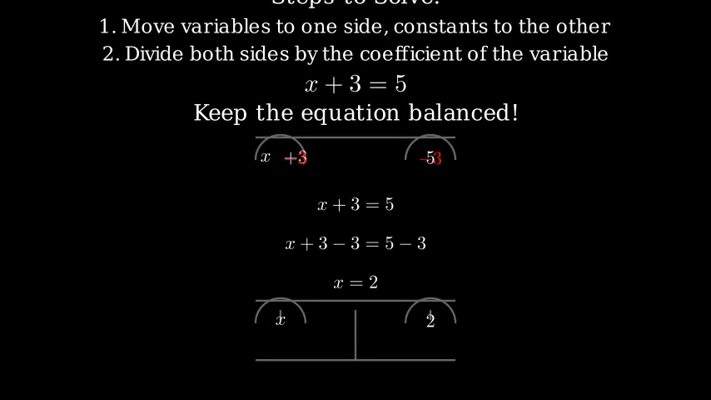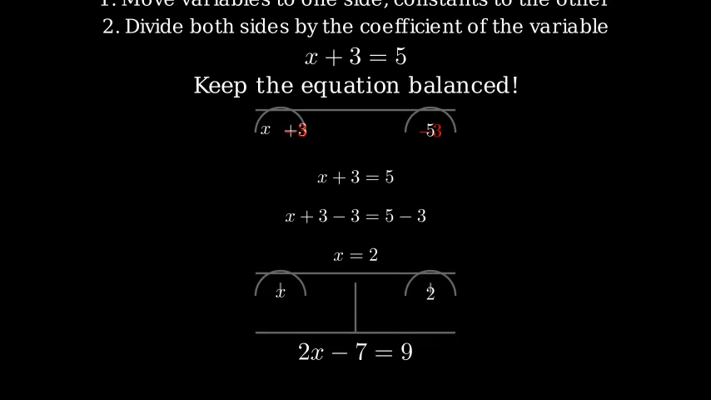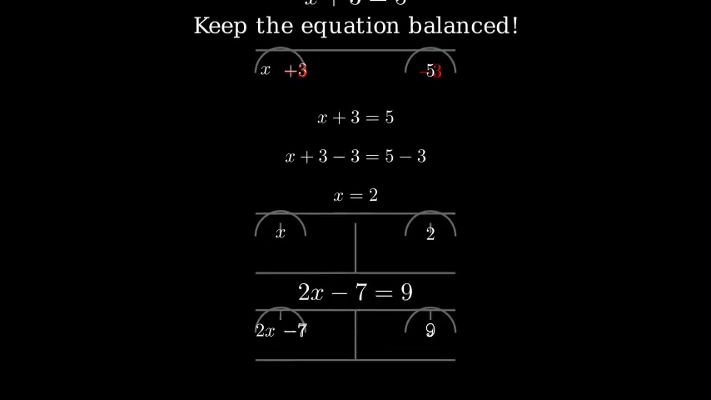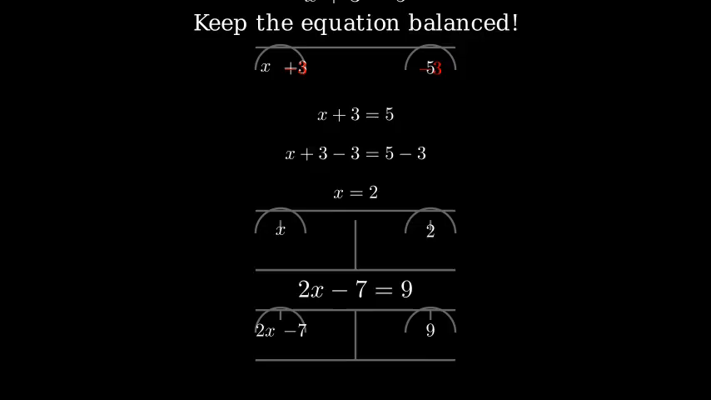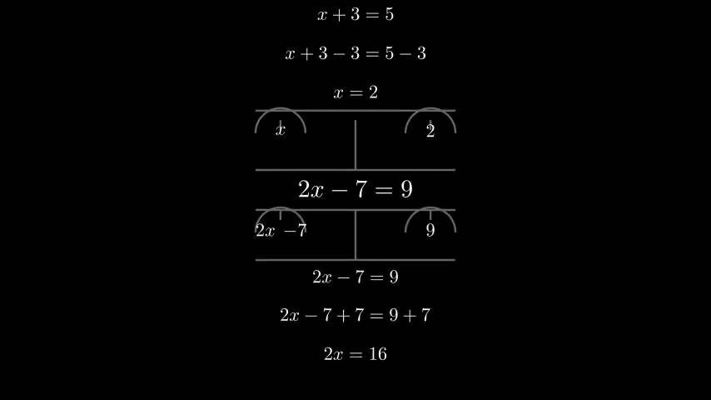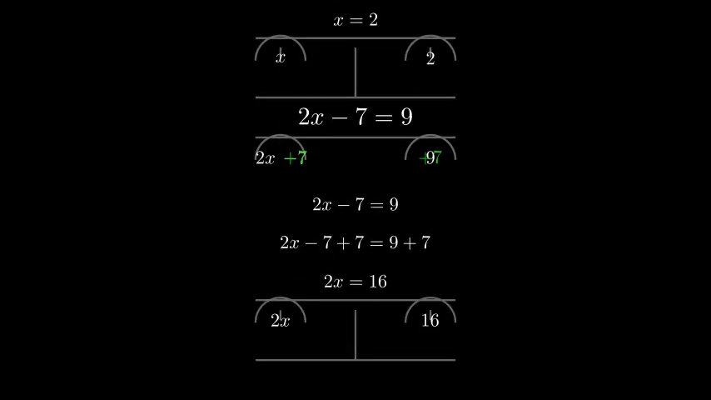Let's try another example. 2x minus 7 equals 9. Again, we need to keep the equation balanced. First, let's move the constant term. We add 7 to both sides. On the left side, 2x minus 7 plus 7 equals 2x. On the right side, 9 plus 7 equals 16. So we get 2x equals 16.